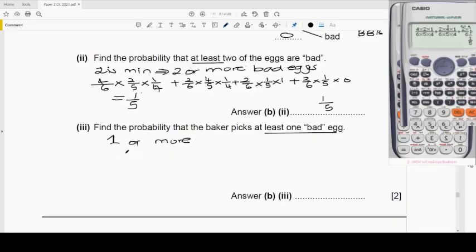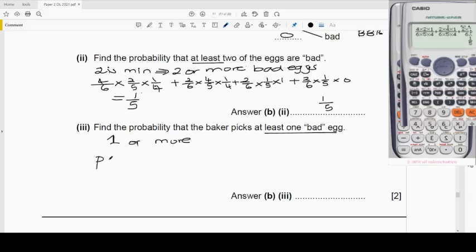Okay, so what you can do is you can find the probability that he will pick one bad egg and then add it to this one that we got. Then that will give you the probability of picking at least one, because at least one is the probability of picking just one, including 2 or more. Or another simpler way of thinking about it is the probability of picking at least one is 1 minus the probability of picking 0. Okay, let me say that again. The probability of picking at least one is 1 minus the probability of picking 0 bad eggs.